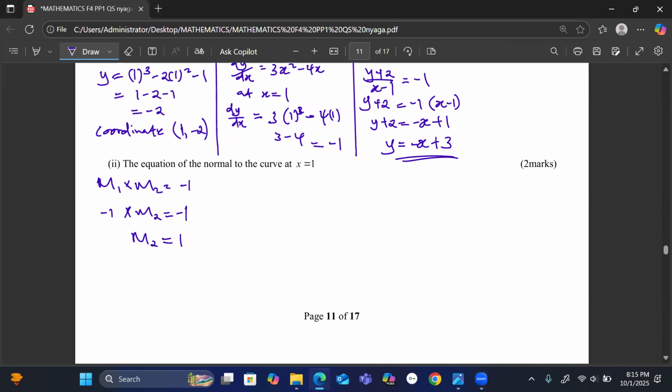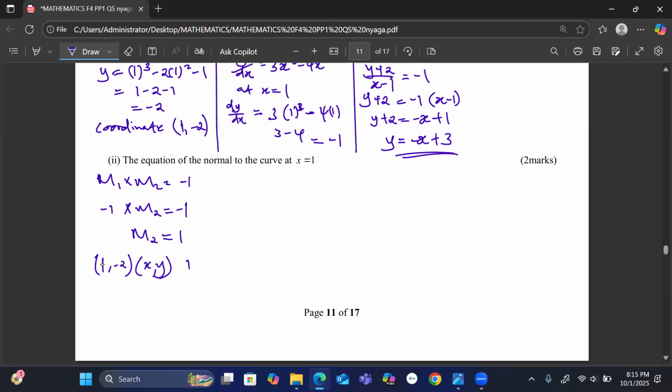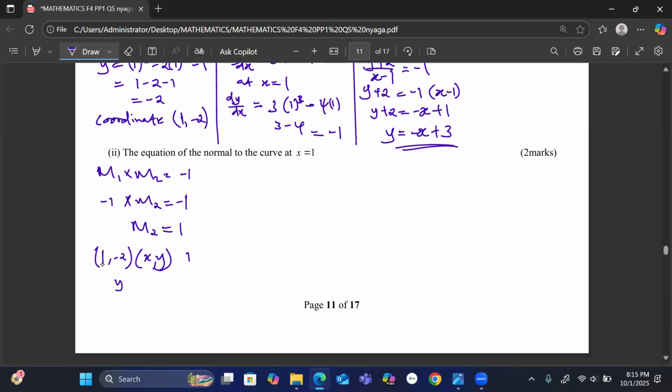Okay, we can continue. So our m2 is 1. So we have the point (1, -2) and then we have our gradient 1. You can use this to now find the equation. So we have (y plus 2) over (x minus 1) gives us the gradient 1.